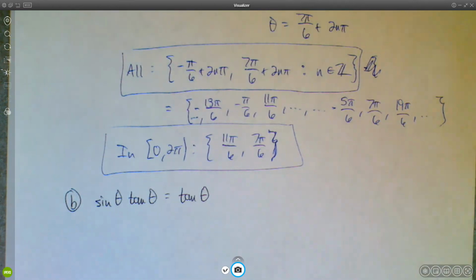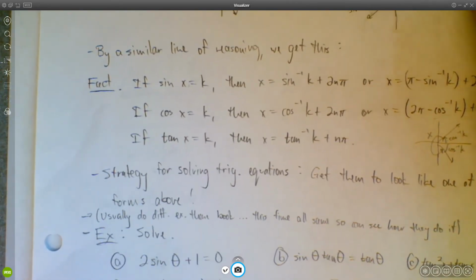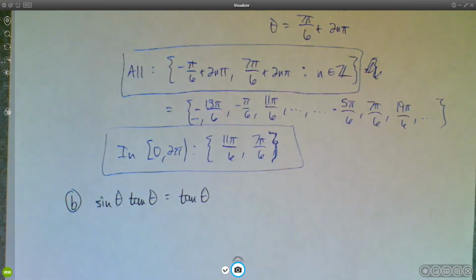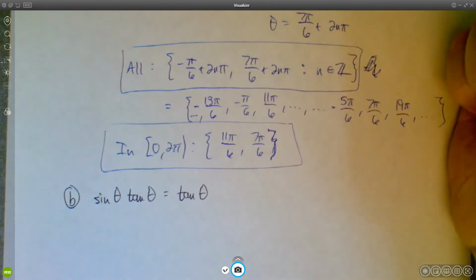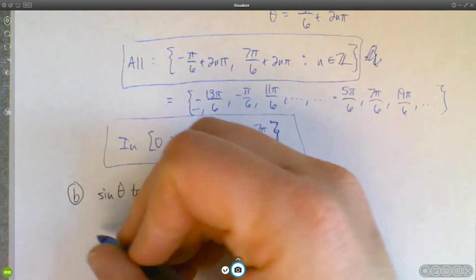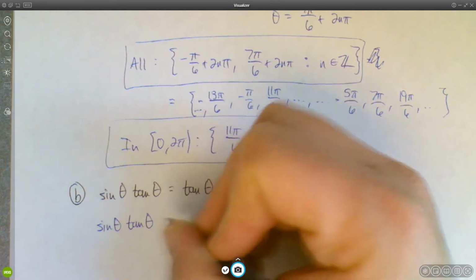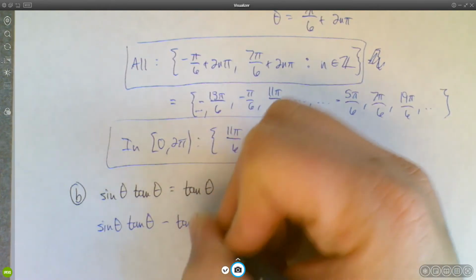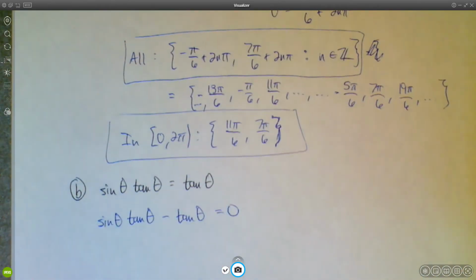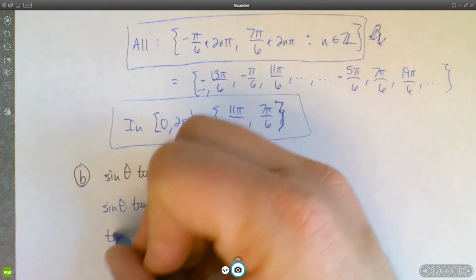So remember, our goal is to get this to look like one of these forms over here, right? We want it to look like sine x equals k, cosine x equals k, or tangent x equals k. So the way that I'm going to do that here is by factoring. So I'm going to move everything over. This is a common technique from algebra, right? You move everything over, and then you factor. In this case, I can factor out a tangent theta.